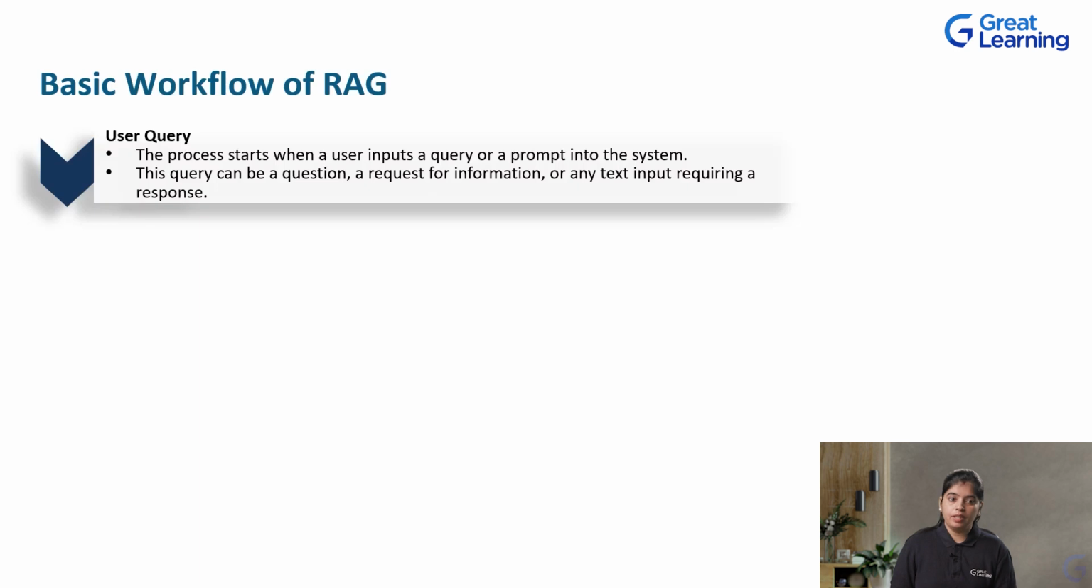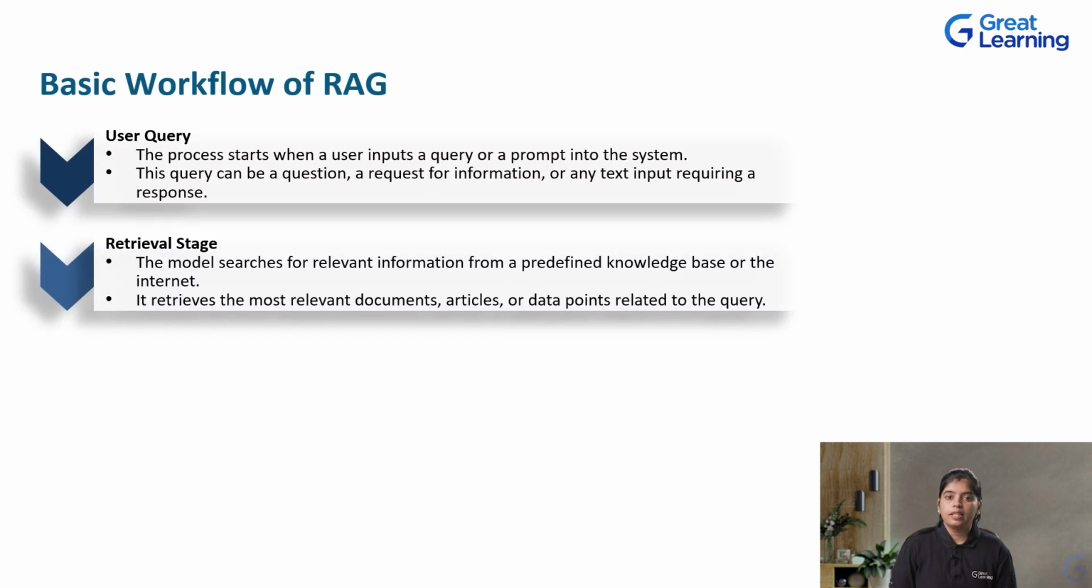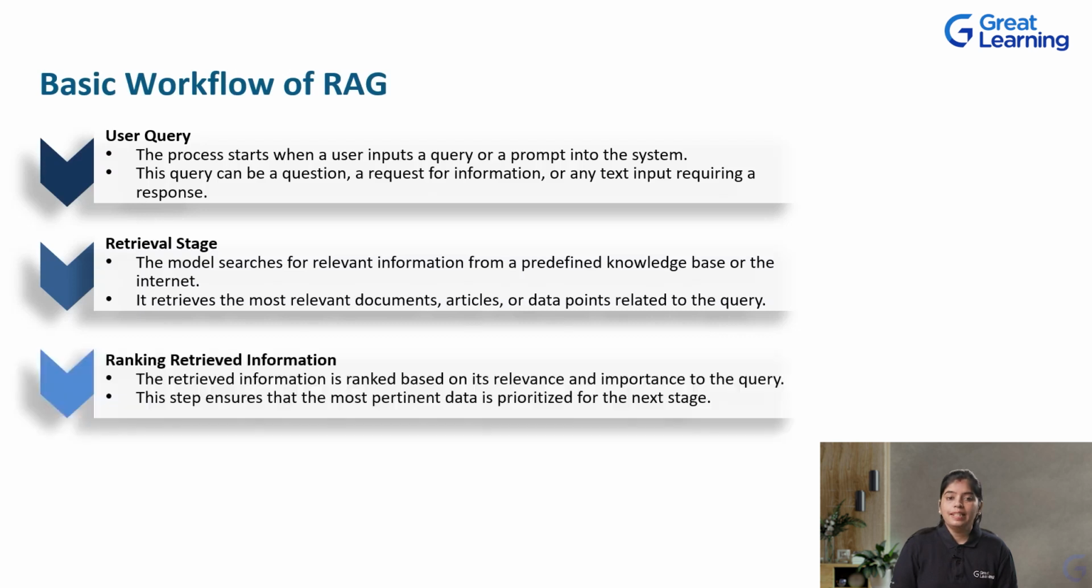After this user query, next is the retrieval stage. There RAG starts doing its work. The model searches for relevant information based on our query from a predefined knowledge base or the internet. It does not only depend on the predefined knowledge base; it tries to retrieve information through the internet as well. It tries to collect all the relevant information. And then once it retrieves the most relevant information, articles, data, whatever, based on the query, it moves to the next step. And the next step is ranking retrieved information.